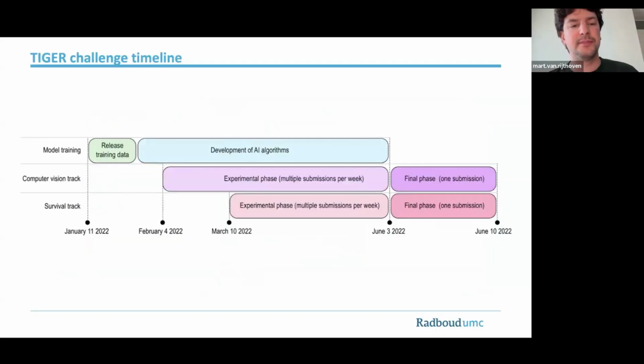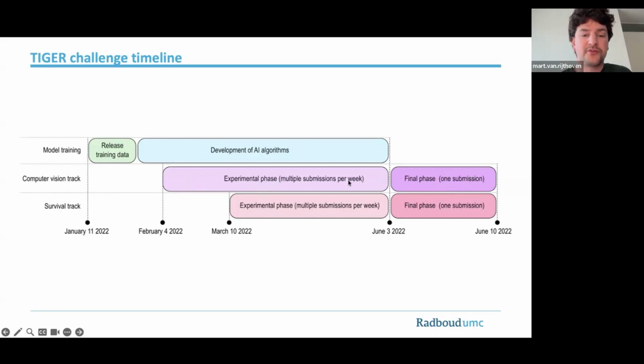So here you see a bit of the overview of the Tiger Challenge timeline. So first we had the training data released, and then we had a period of the development of the AI algorithms. So basically we have two tracks: the computer vision track and the survival track. And then we had also an experimental phase and a final phase.